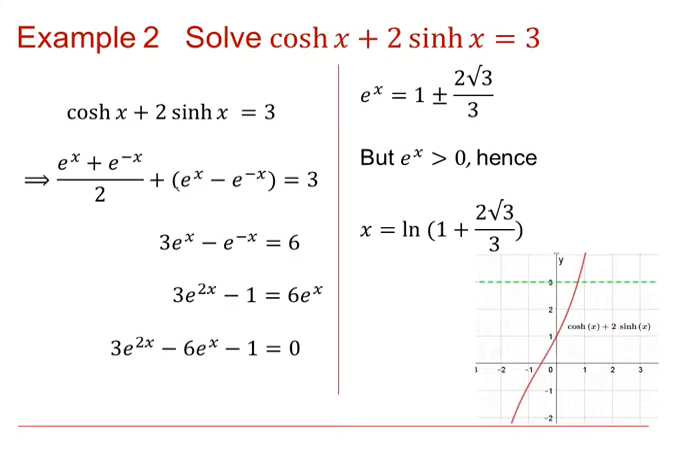So picking out some of the key details there, the definition of cosh x and the definition of sinh x allow us to get into this problem, and then multiplying through by e to the x creates this very helpful quadratic, which then can be solved for e to the x. But we do need to take a bit of care here, because e to the x we've seen must be greater than 0. So when we go to the solution for x, we only have the positive root. And if we look at this graph of cosh x plus 2 sinh x equals 3, we can see that there is only one solution for x.